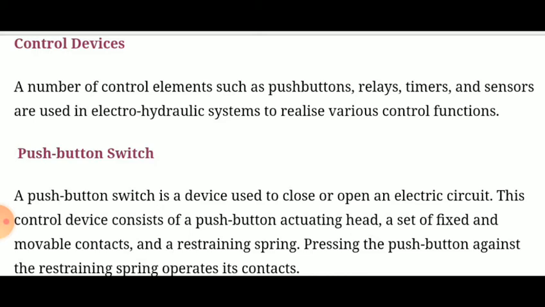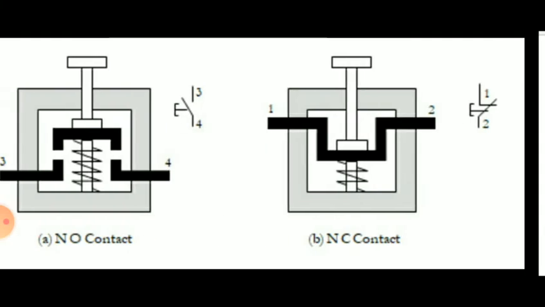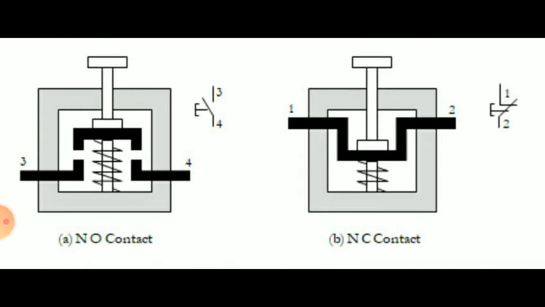This control device consists of a push button actuating head, a set of fixed and movable contacts, and a restraining spring. Pressing the push button against the restraining spring operates its contacts. You can see the push button switch. In the first diagram you can see a normally open contact and in the second you can see the normally closed contact.